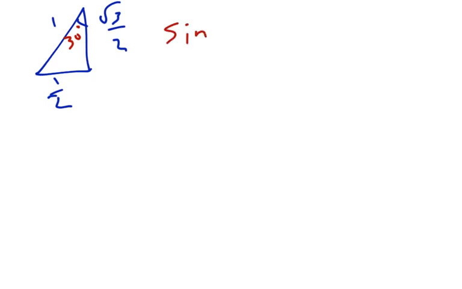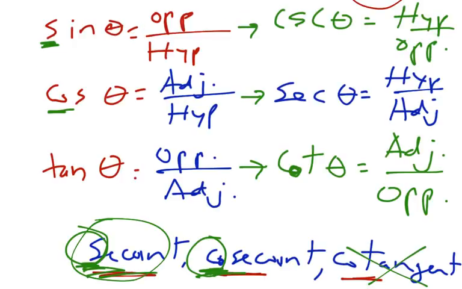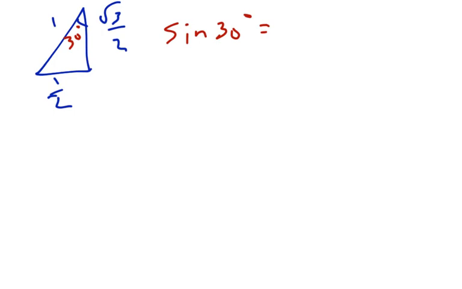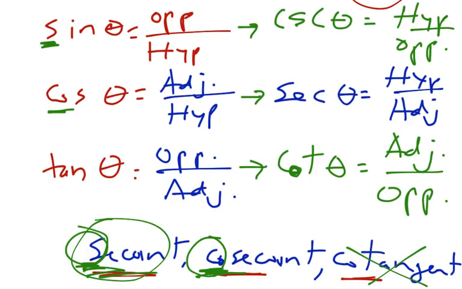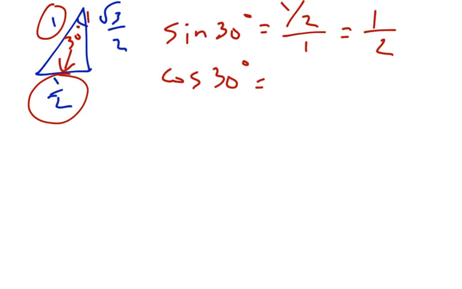So sine of 30. We said that sine is opposite over hypotenuse. Opposite of 30. Opposite is 1/2 over hypotenuse, which is 1. Okay? Anything divided by 1 is the same. Cosine of 30. Let's see, what's cosine? Adjacent. Okay? So adjacent is this side. So it's going to be square root 3 over 2 over hypotenuse, which is 1. Anything divided by 1 is the same thing.